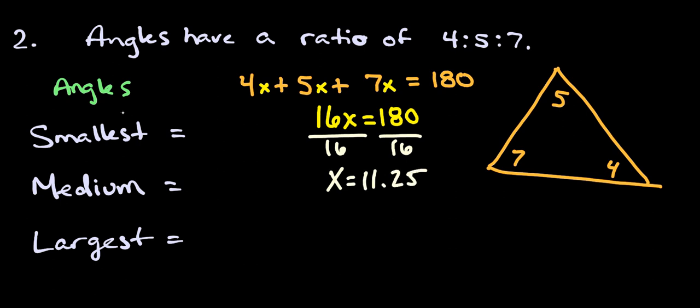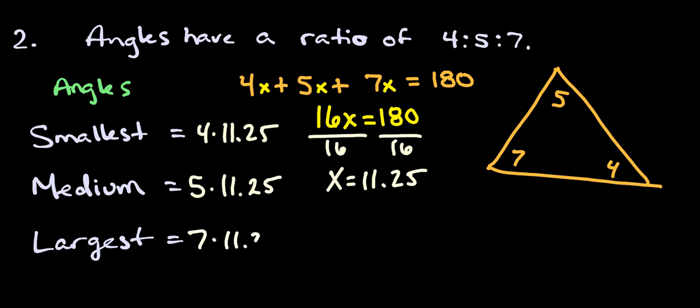So then what we need to find is the smallest, the medium, and the largest angles. Well, we need to take that and plug it in. So we're going to have 4 times 11.25 for the smallest. We're going to have 5 times 11.25, and then 7 times 11.25. And that's going to give us, for the smallest angle, 45 degrees. So right here, this would be 45.